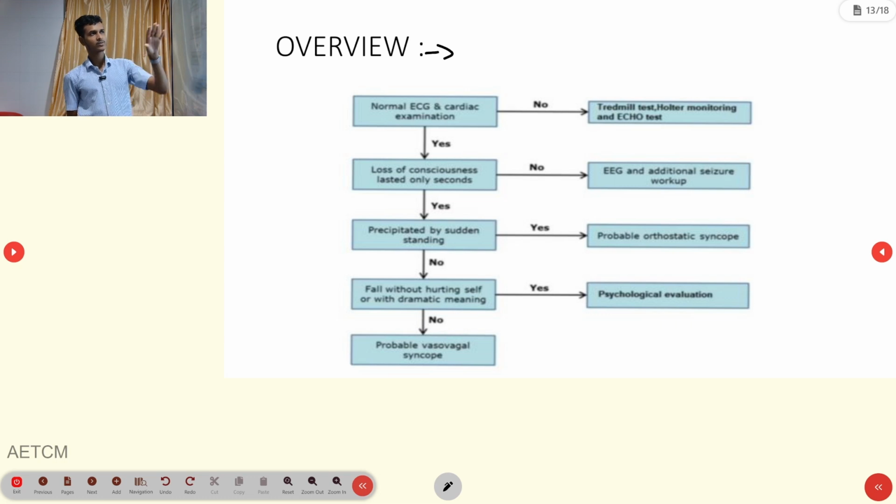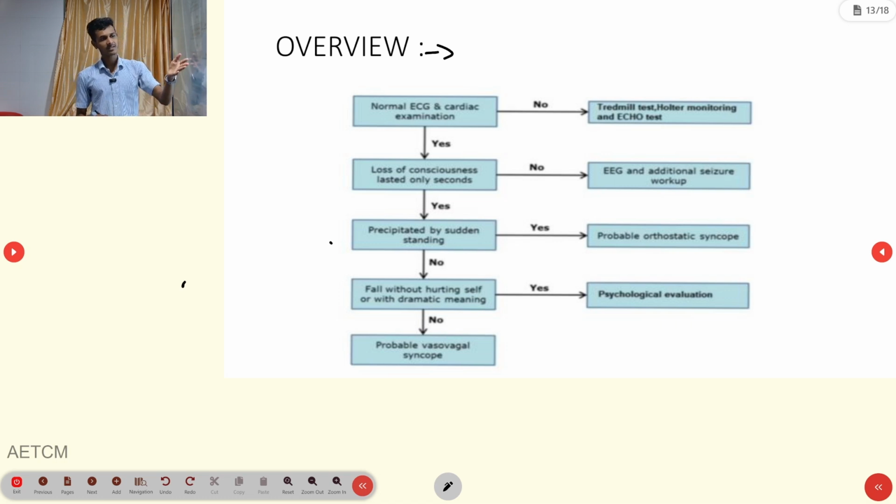First we have to do the ECG and then cardiac examination. If it is not normal, if there is any problem in the ECG and cardiac examination, we have to dig further. For that we go for the treadmill test, Holter monitoring, echo test. But if the ECG and cardiac examination are normal, then you have to rule out whether the loss of consciousness is within a second or less than a second. If no, if the loss of consciousness is more than a second or more than a minute, then we additionally have to rule out seizure.